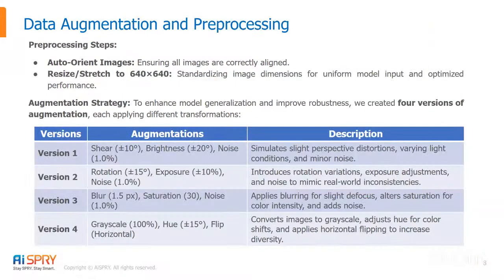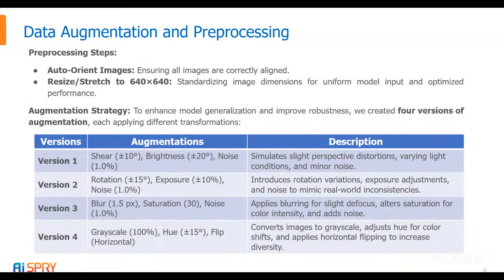In the augmentation, first we applied some default pre-processing steps, such as auto-orienting the images and resizing them to 640 by 640 pixels to ensure consistency and improve the model performance. To enhance the model's ability to generalize and perform in real-world scenarios, we created 4 versions of augmented data: version 1, version 2, version 3, version 4.